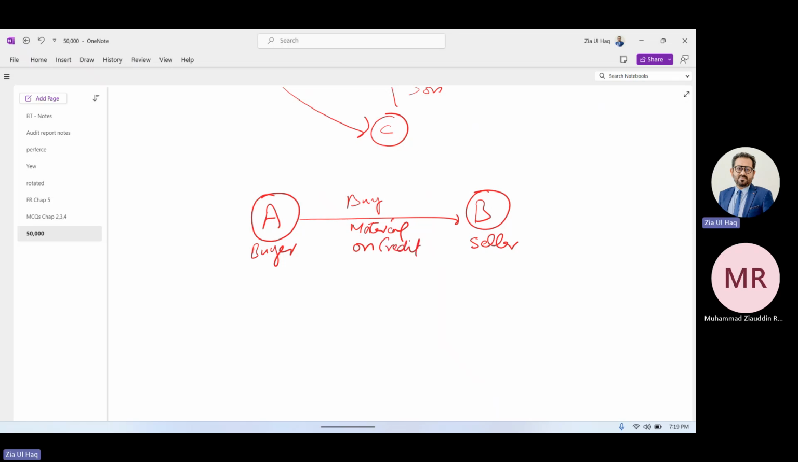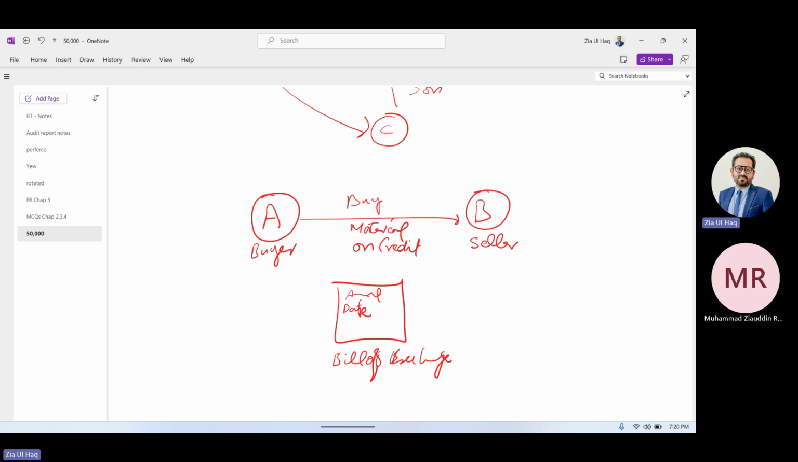B will say, okay, I can give you the material. You will pay me in future. But we have to sign a page. That page will be called a bill of exchange. In that bill of exchange, the amount, the date, everything will be mentioned. Like on this date, I will present this page and take the money from you. So that is called a bill of exchange.